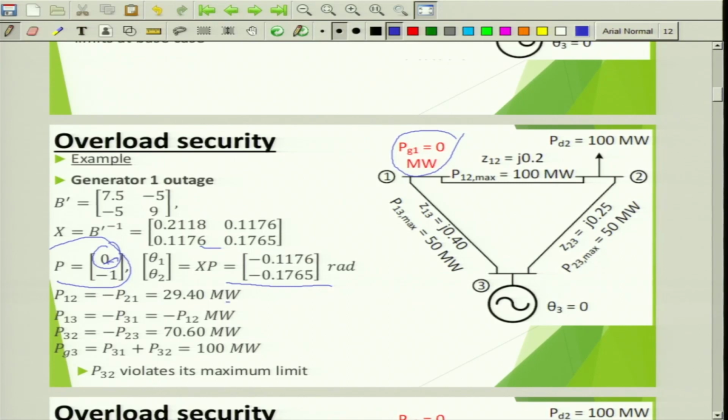Now because of which you get different line flows altogether. P12, P13 and P32. Then finally Pg3 is also changed, that is 100 megawatt now. Now what is happening? P32 is found out to be 70.6, which is higher than its limit of 50 megawatt. So line limit is exceeding actually.